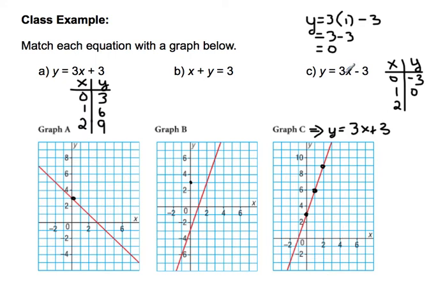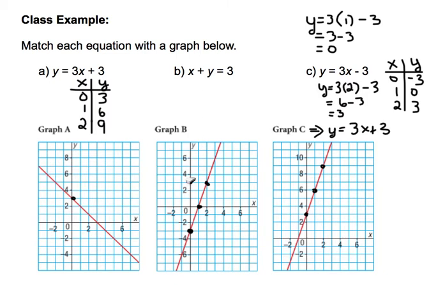Okay? And then I'm going to do the 2. So 3 times 2 is 6, minus 3 is 3. And again, if you need to show all of your work, or if you can't do those two calculations in your head, which is okay, I get 6 minus 3, and that's where I get the 3 from. So now I have 0, negative 3, 1, 0, and 2, 3.